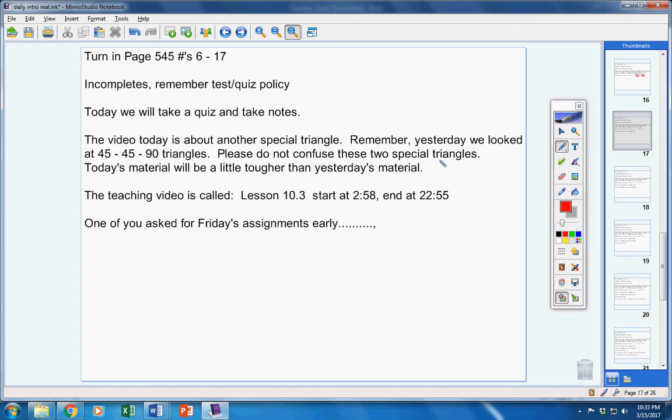Now, one of you had Mrs. Duke email me about Friday's assignments, okay? So I think one of you wanted to get a head start on that. So give me 1 second here. On Friday, all we're going to do is work on homework. Page 552, 11 through 28, and 30 through 35. So today, we're just taking notes. Tomorrow, we're just working on homework, okay? That'll be Friday's homework. So for the student who wants to work ahead, there you go.